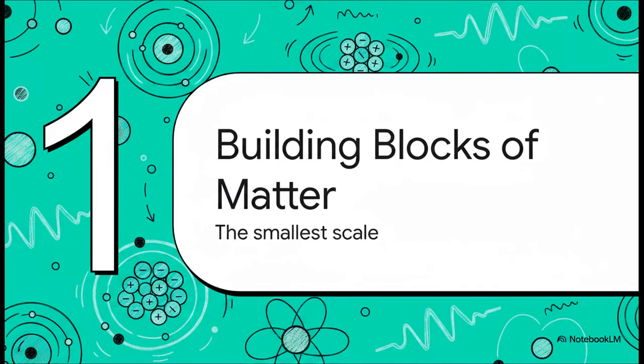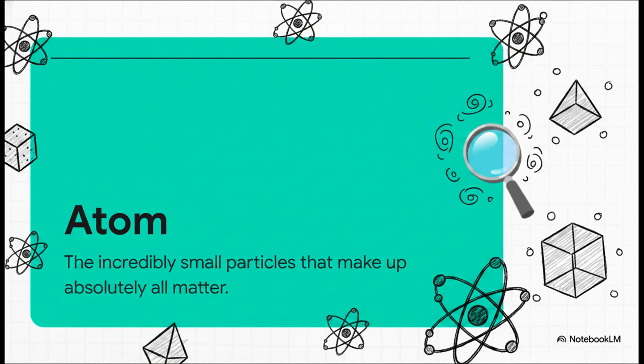Section 1. Building blocks of matter. Let's make our very first stop at the absolute smallest scale of the physical universe. To understand any of this, we have to begin with the atom. An atom is the foundational ingredient of everything around us. According to our source material, all matter, and I mean literally everything you can touch, see, or interact with right now, is made up of these incredibly small particles. And when a substance is made up of only one kind of atom, we call that an element.